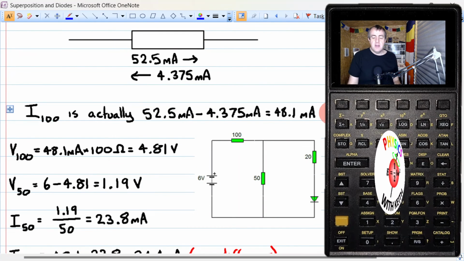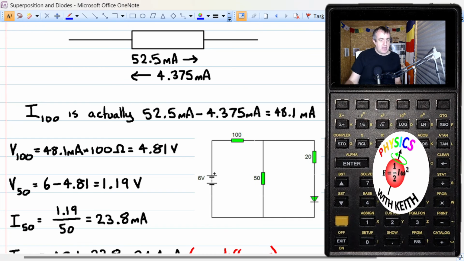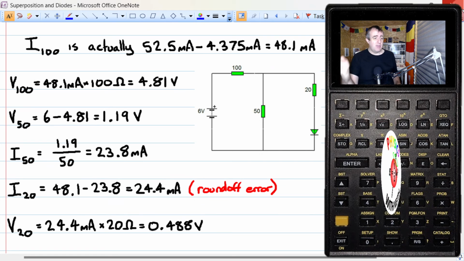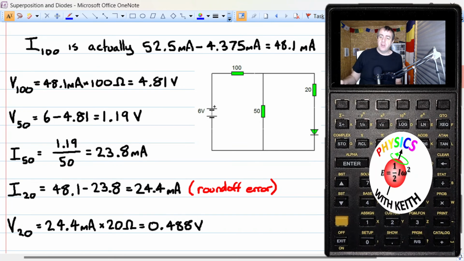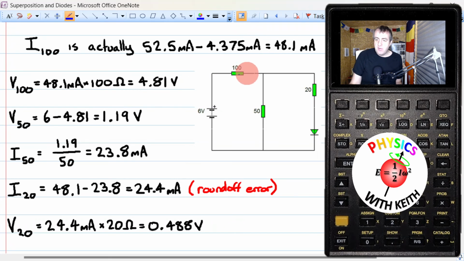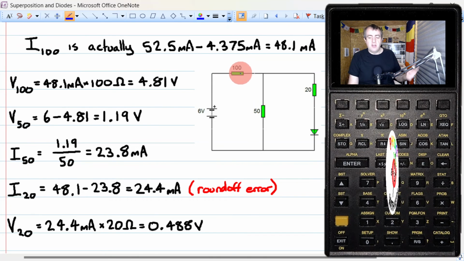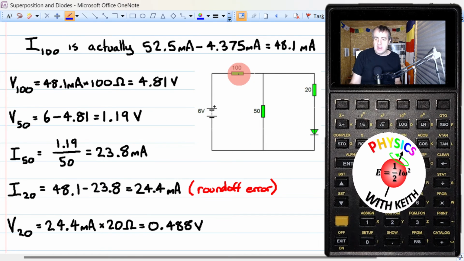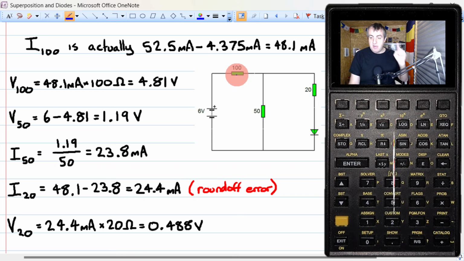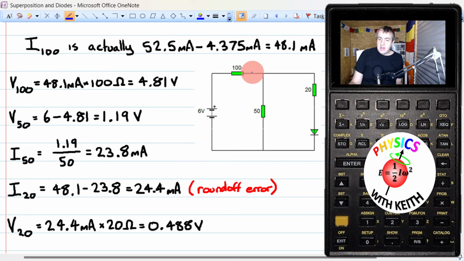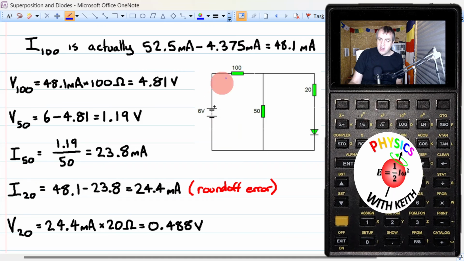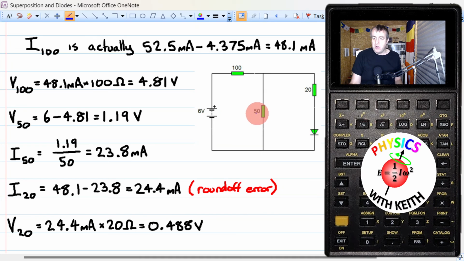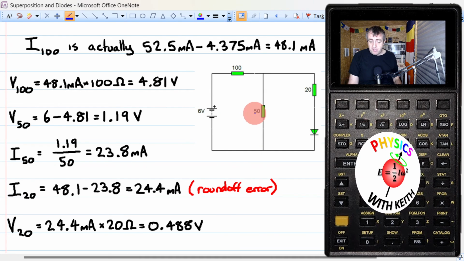And once you've got one value in this circuit, you can work out the rest. And it's really quick to do. You can rattle through these really quickly. Once we've got the I100 is 48.1 milliamps, then V100 is just going to be V equals IR, so times that current by that resistor's resistance, you get 4.81 volts, which is the same as we had before. And then that's going to be 6 subtract this, so Kirchhoff's second law on this loop here. So 6 subtract 4.81 gives you 1.19 volts, exactly what we had before.